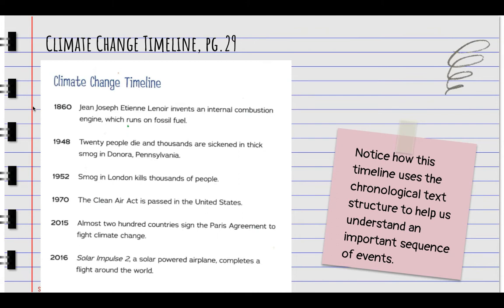We have the invention of the internal combustion engine, which runs on fossil fuels. And we know that's really what starts this idea of burning fossil fuels, and we start noticing the greenhouse gases being released. All the way to 2016, Solar Impulse 2, a solar-powered airplane, completes a flight around the world. That's amazing. So this text is incredible because it allows us to see all 5 text structures.